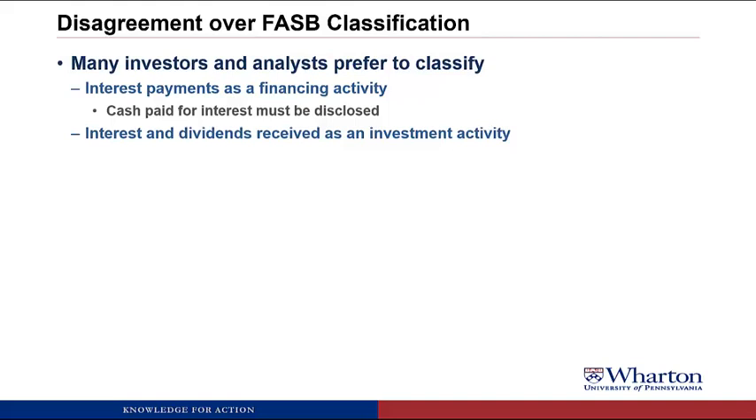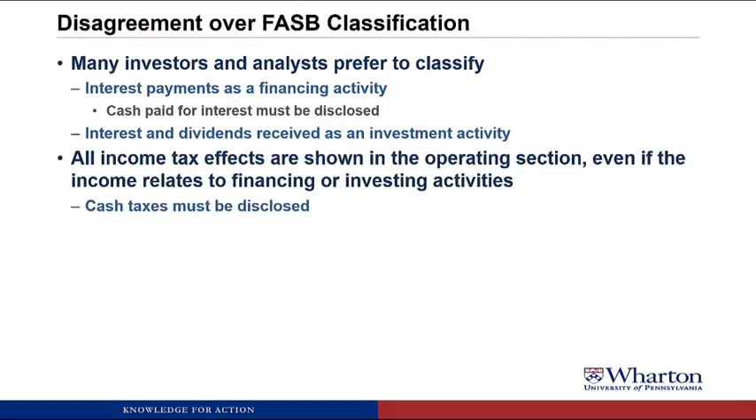So if investors or analysts want to take it out of operating, they can easily subtract it because that disclosure is provided. Another disagreement is that all income tax effects are shown in the operating section, even if the income relates to financing or investing activities. So if there's an income tax effect from getting, say, a gain on selling property, plant, and equipment, which would be an investing activity, the tax effects show up as operating. So the FASB requires that all cash taxes paid must be disclosed. Again, if you don't think that cash taxes should be part of operating, you can take them all out in your calculation.